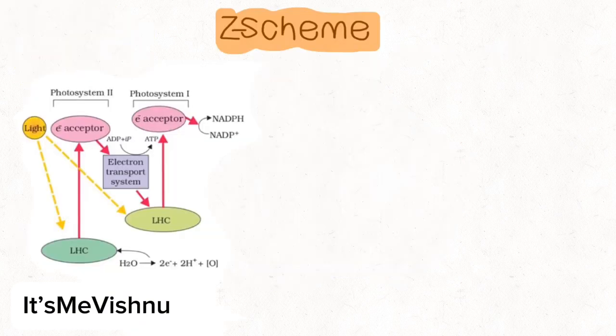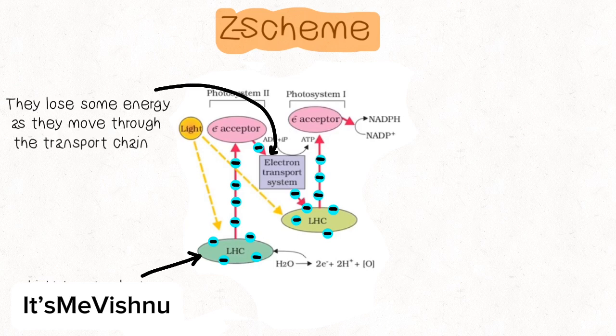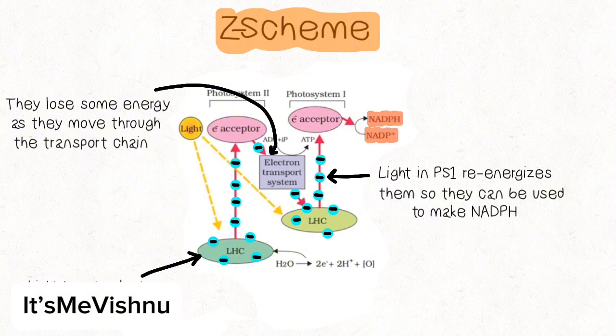This step-by-step energy climb and drop is called the Z scheme, the pathway of electrons from water in PS2 to NADPH in PS1. In this process, light first boosts electrons in PS2 to a higher energy level. They lose some energy as they move through the transport chain, and then light in PS1 re-energizes them so they can be used to make NADPH.